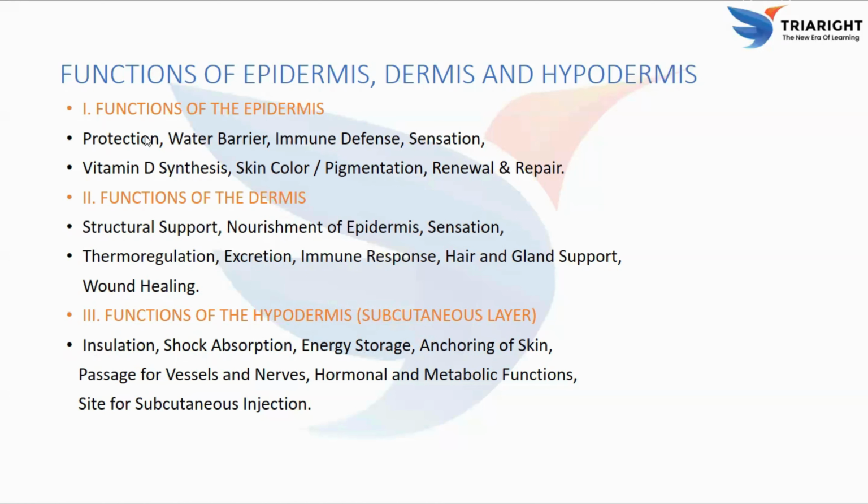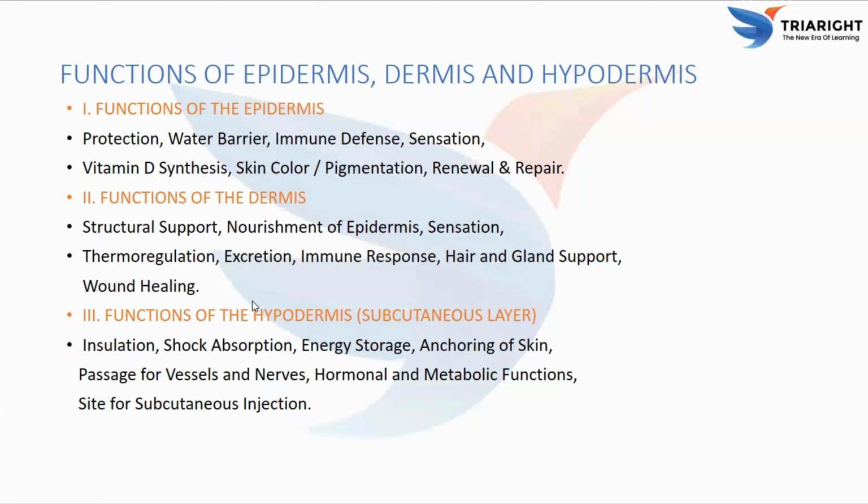Whereas in vitamin D synthesis, the epidermal cells contain the chemical 7-dehydrocholesterol. UV light converts it into vitamin D3, that is cholecalciferol. It plays a role in skin color or pigmentation. Melanocyte cells produce melanin, which protects from UV damage. The last function of the epidermis is renewal and repair. Stratum basale, which is the first layer of the epidermis, continuously produces new keratinocytes for healing purposes and also for the replacement of the shed cells.